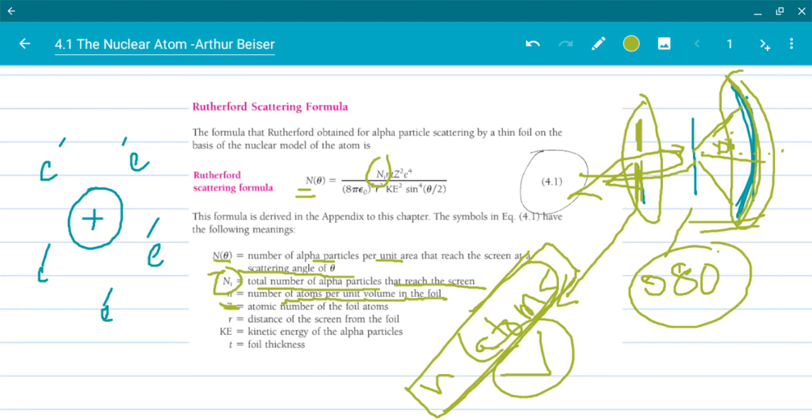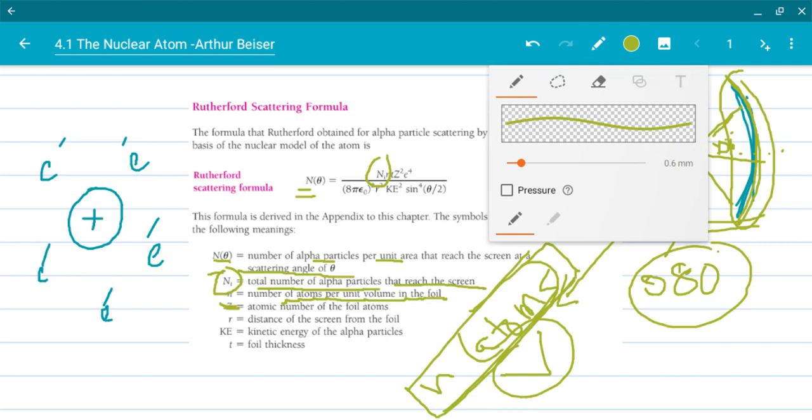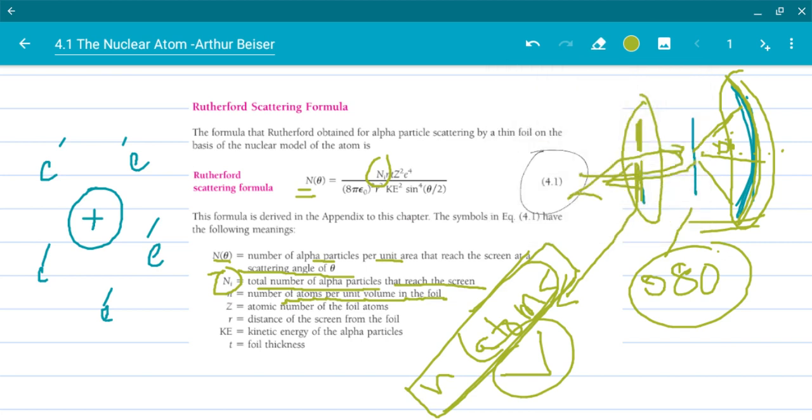Then Z here, I'm sorry, this had been erased, hidden under the green pen. So Z, and where else is Z? Z is here, Z square, right?